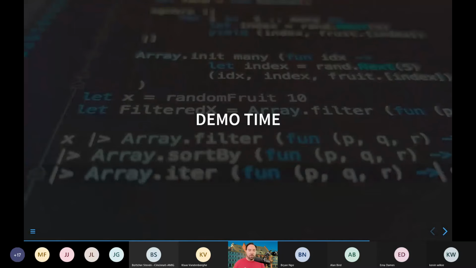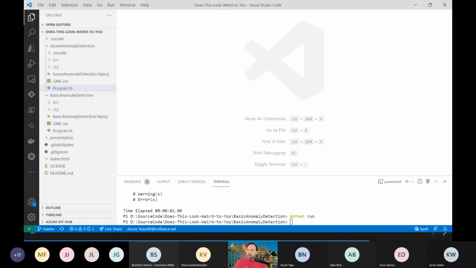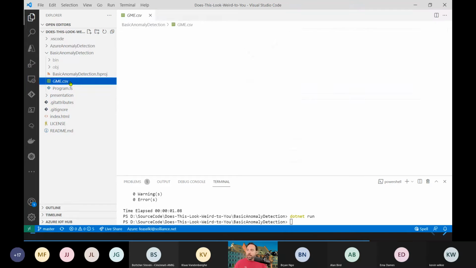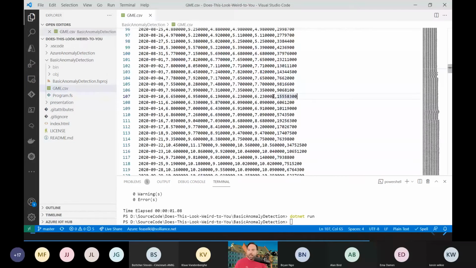So let's jump into my demo code. And I'm going to have to see which one of these many windows. There we go. That is my Visual Studio Code. So you can see I'm in Basic Anomaly Detection already. I'm going to hide that one. And what are we going to do? We are going to look at the most anomalous of data sets. This is the GameStop stock data set.